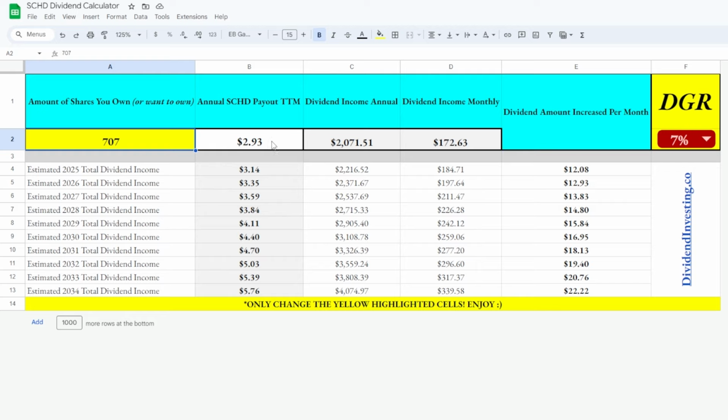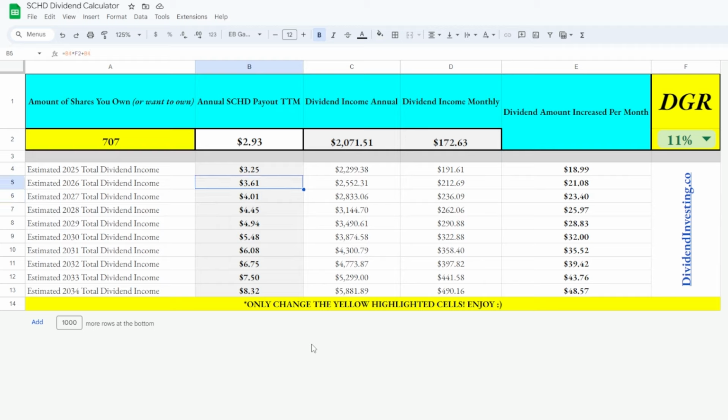Because the last trailing 12 months of SCHD's payout is $2.93, if we were to extrapolate out an 11% dividend growth, that means that next year, 2025, we're looking at $3.25 for every single share. That's how much you're going to get paid in dividends throughout the next year if we keep the 11% dividend growth rate steady. The year after that, these are going to compound on each other because now you're going 11% off the previous year. 11% more in 2026 would be around $3.61, $4.01 in 2027.